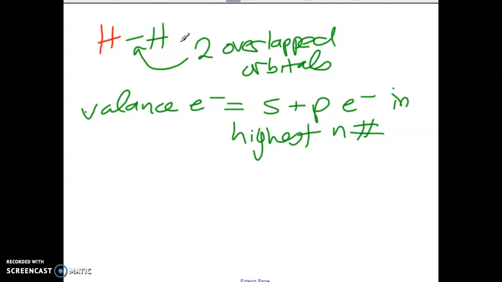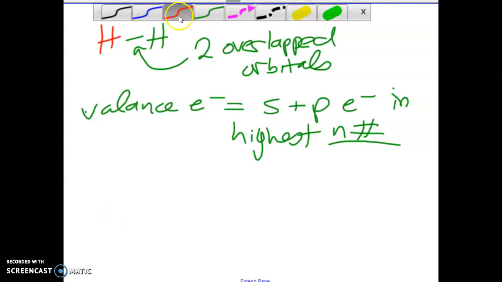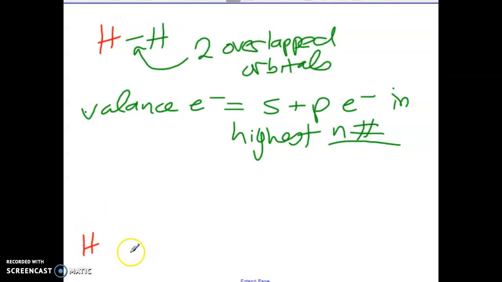But let's say we had a larger atom. If you recall, when we first learned about energy level diagrams, we did talk about valence electrons. The valence electrons are the highest s and p electrons within the highest energy level, or the n number. So let's take a look. Hydrogen, our first hydrogen here, is a 1s orbital.